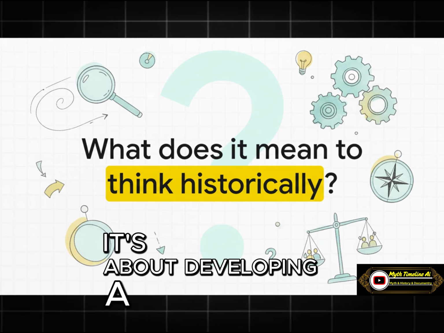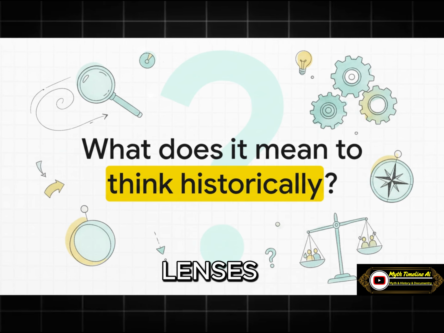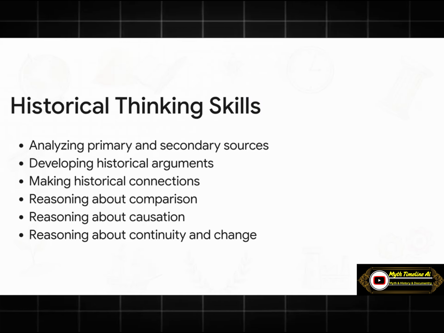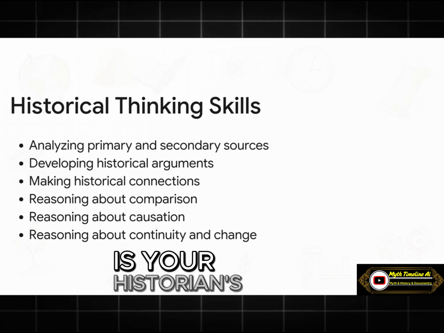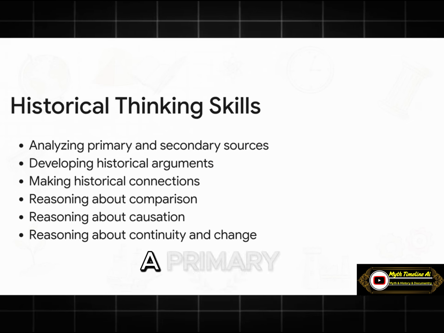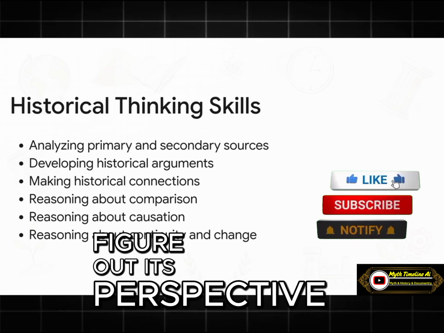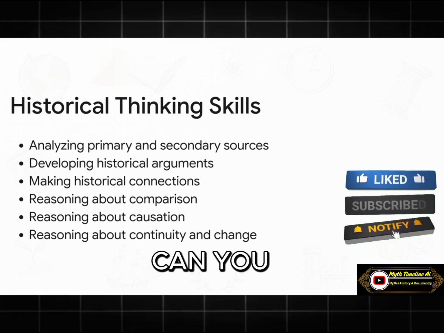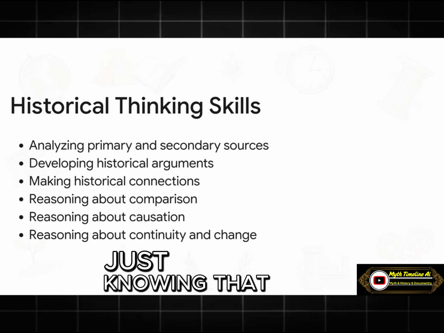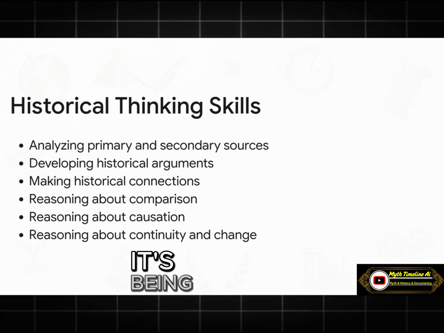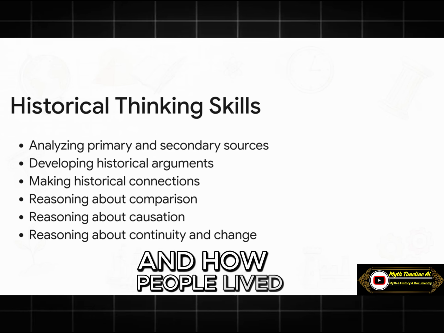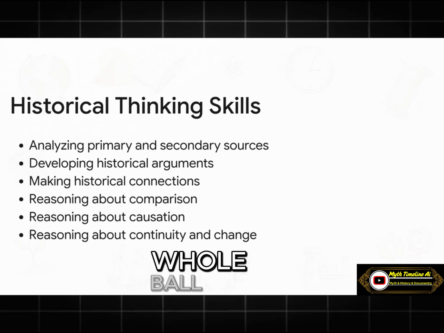It's about developing a powerful set of analytical lenses that let you look at the past and interpret it in a sophisticated way. This right here, this is your historian's toolkit. These are the actual skills you need to master. Can you look at a primary source and figure out its perspective, its purpose, its bias? Can you build a solid argument and back it up with evidence? It's not just knowing that the Industrial Revolution happened. It's being able to argue how the steam engine caused huge changes in where and how people lived. These skills are the whole ballgame.